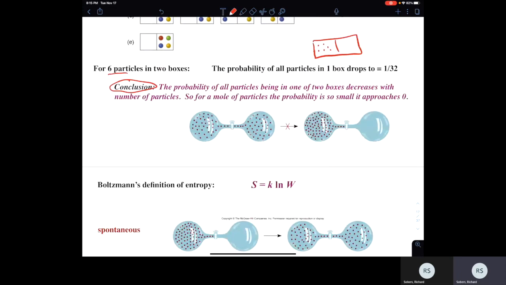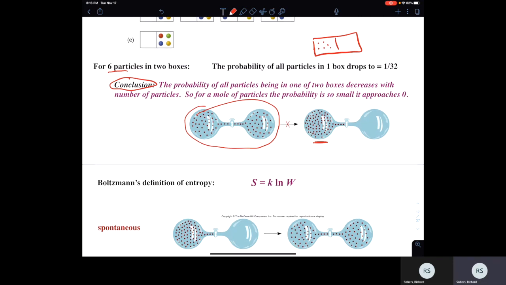So you can imagine this picture here. I mean, look at all the particles we got. Having those particles just somehow all end up on one side. We're not talking about 4 or 6 particles. We're talking like a mole of particles. The odds of that happening are very, very small, almost approaches zero compared to the odds of the particles just being evenly spread through the two containers.